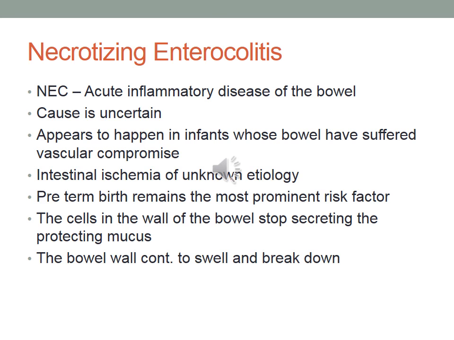Necrotizing Enterocolitis, NEC, is an acute inflammatory disease of the bowel. The cause is uncertain; it appears to happen in infants whose bowel has suffered vascular compromise. Intestinal ischemia of unknown etiology. Preterm birth remains the most prominent risk factor. The cells in the wall of the bowel stop secreting the protecting mucus. The bowel wall continues to swell and break down.